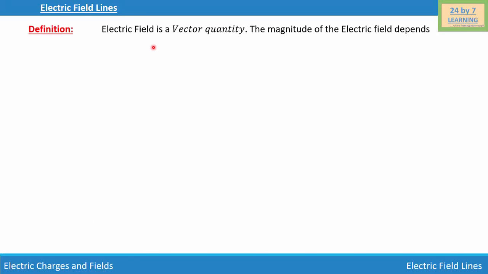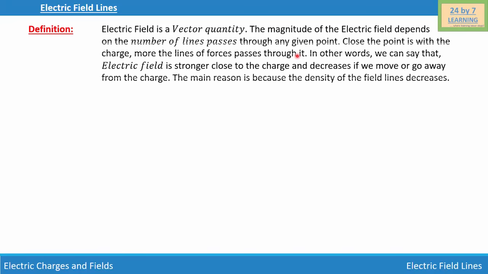Electric field lines. Electric field is a vector quantity. The magnitude of the electric field depends on the number of lines passing through any given point. The closer the point is to the charge, the more lines of force pass through it. In other words, we can say that the electric field is stronger close to the charge and decreases if we move away from the charge. The main idea is that the density of the field lines decreases.